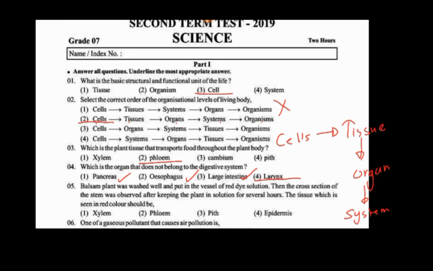Now the next question, number 5. A balsam plant was washed well and put in a vessel of red dye solution. Right? This activity is given in your textbook. Then the cross-section of the stem was observed after keeping the plant in the solution for several hours. The tissue which is seen in red color should be, right?